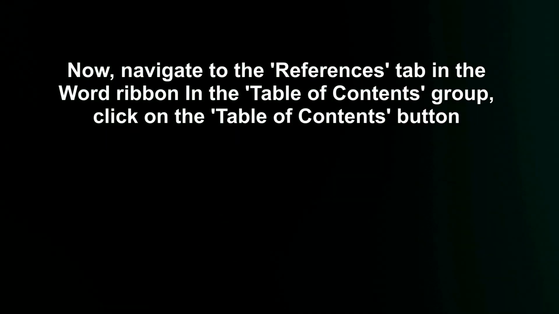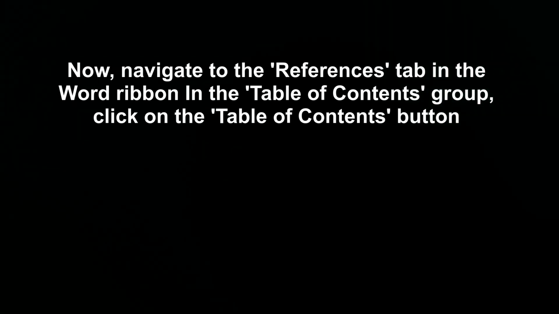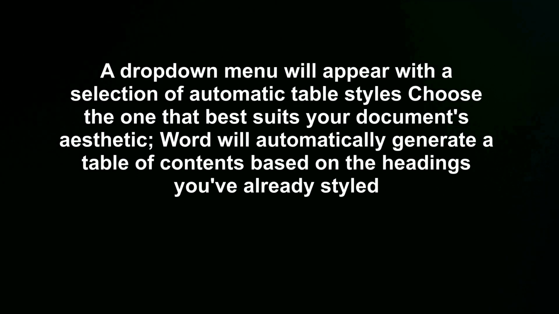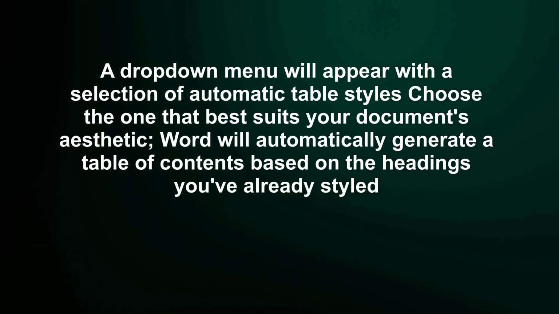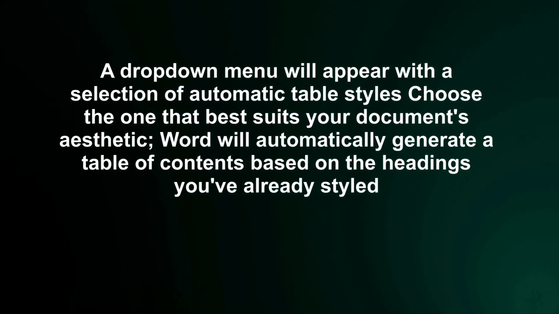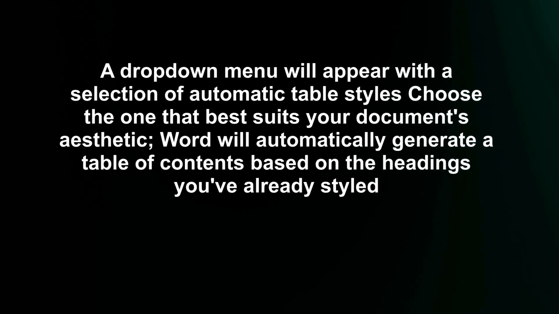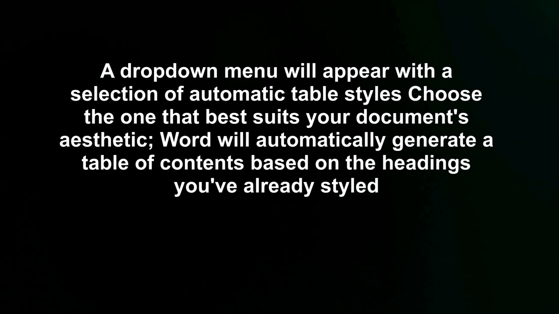Now, navigate to the References tab in the Word ribbon, in the Table of Contents group. Click on the Table of Contents button. A drop-down menu will appear with a selection of automatic table styles. Choose the one that best suits your document's aesthetic. Word will automatically generate a table of contents based on the headings you've already styled.